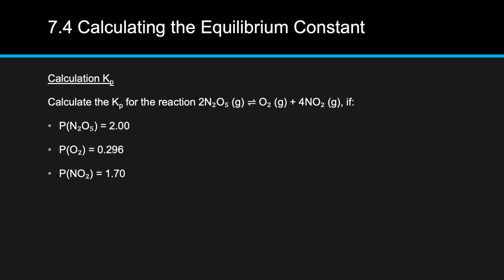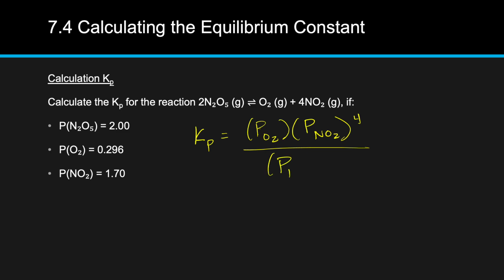All right, now let's calculate a Kp. So Kp for our expression is going to be the partial pressure of our products raised to their coefficients over the partial pressures of our reactants. In this case, we only have 1. So now that we have that, we can go ahead and plug in our expression with our values.